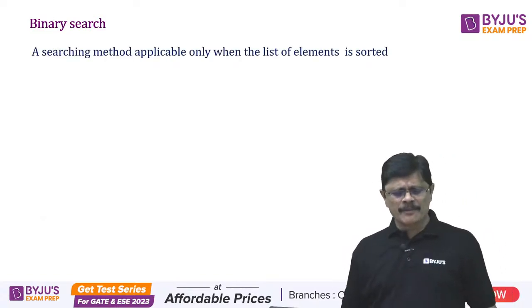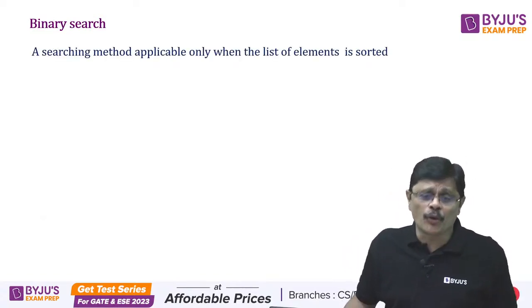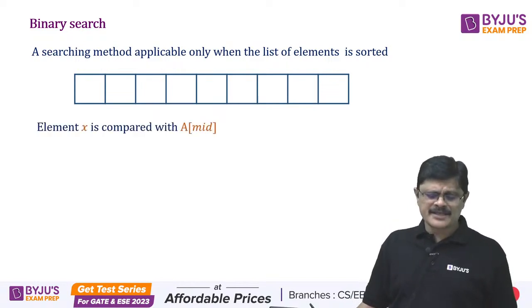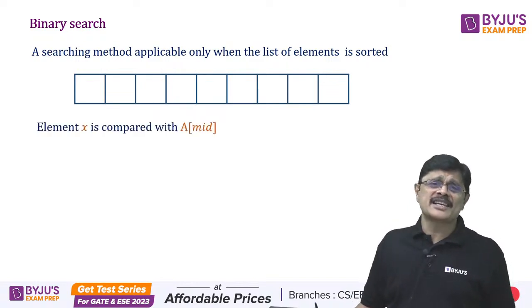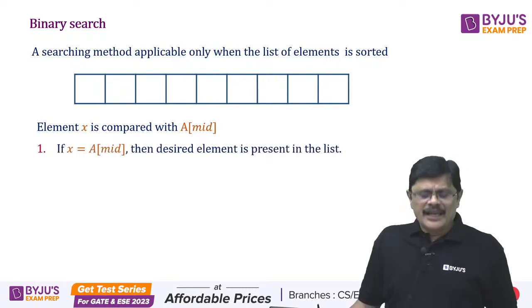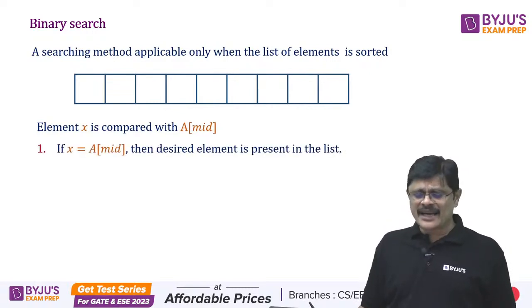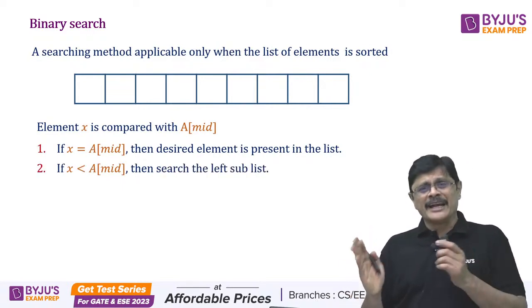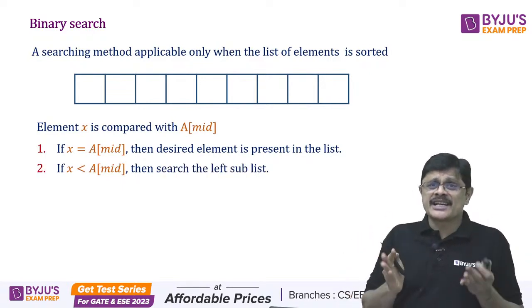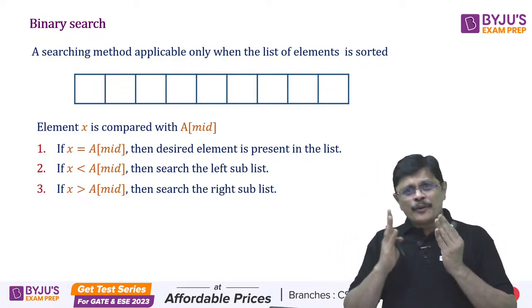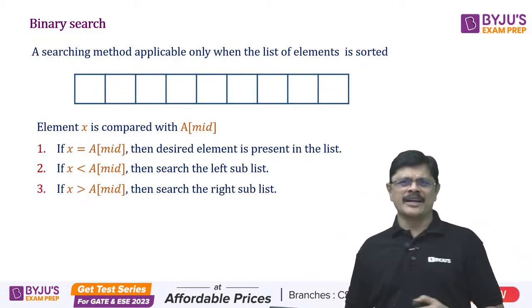The binary search problem is a searching method which is applicable only when the list is a sorted list, my dear friends. So here what happens, we first compare the search element with the mid element of the array. Am I clear? If x is equal to mid, then the desired element is present in the list. If x is less than mid, then we search the element in the left list. Otherwise, if x is greater than mid, we search the element in the right list, my dear friends.